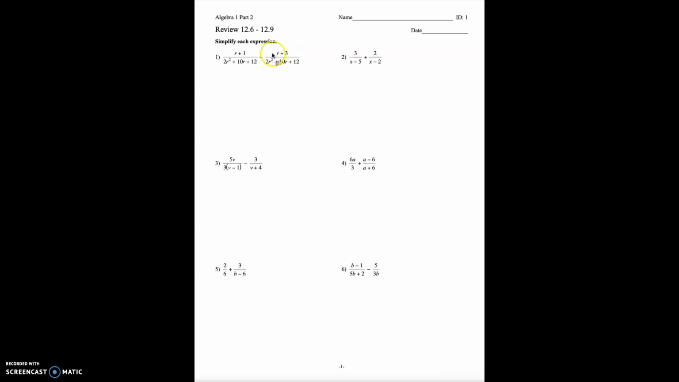So I'm going to change these, take the opposite of r, which is now negative r, and the opposite of 3 is going to be a negative 3. And I'm going to change this minus sign now to plus because I just distributed that negative to the other terms in the numerator. So we'll find our like terms. We have an r and a minus r, which is 0. A 1 and a minus 3, which is negative 2.